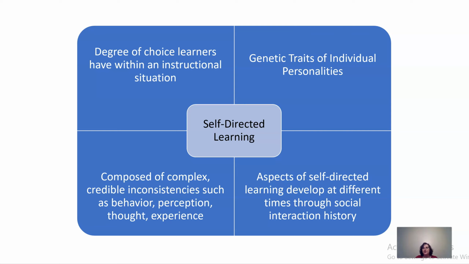and established that there's a self-directed learning model that has different traits for different individuals. There are some genetic traits of the individual personalities. There are some historical events that could have occurred through different social interactions of that person's lifetime, as well as behaviors, perceptions, thoughts, and experiences, combined with the actual instructional situation and just how much choice those learners have within it. That is what he felt contributed to the self-directed learning styles.